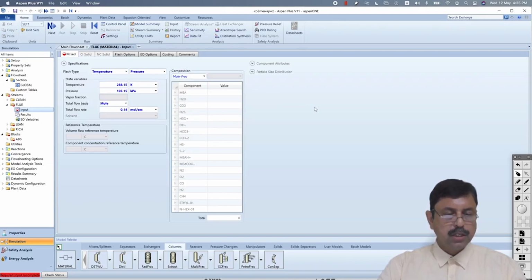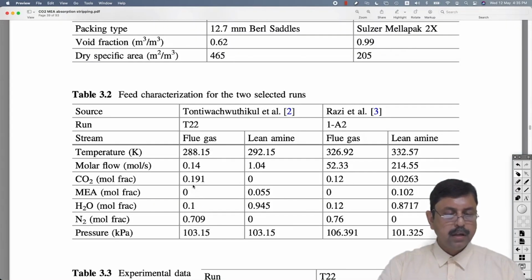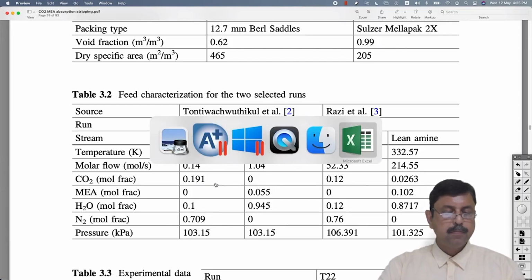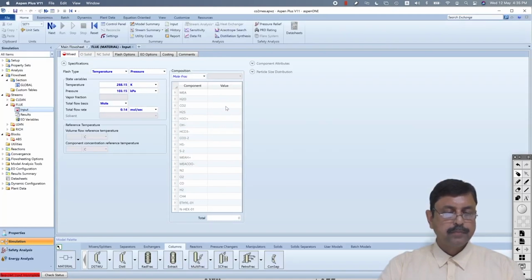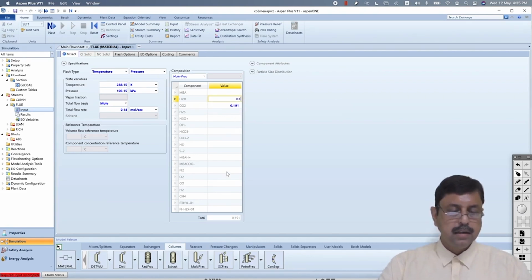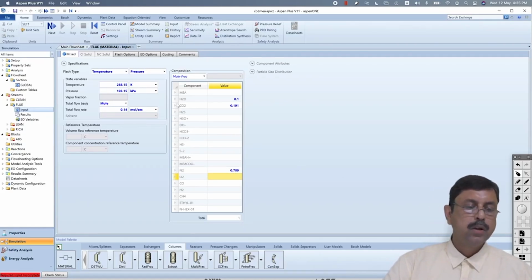And the composition mole fraction is 19.1% CO2, 10% water, and the rest nitrogen. So we have 0.191, 0.1, and N2 0.709. Total 1. So flue gas done.